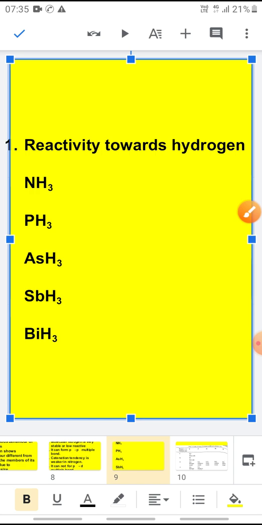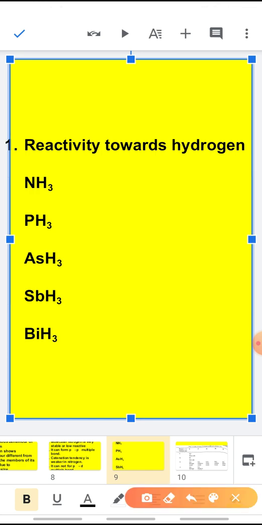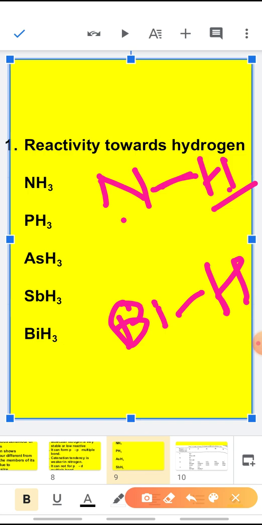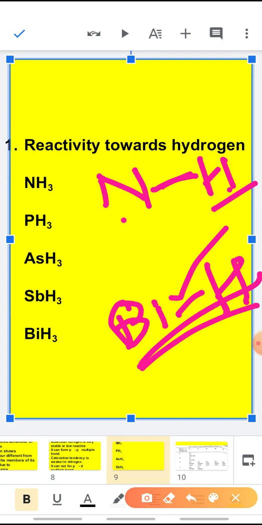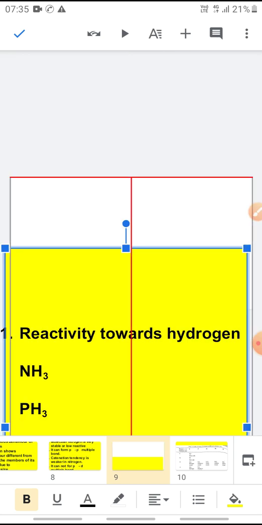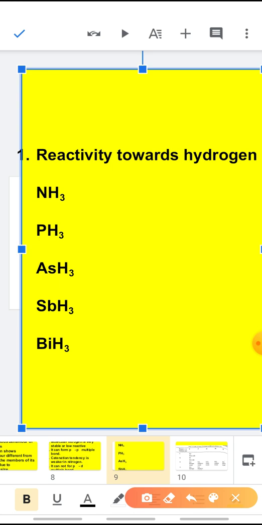The next important thing is reducing property. They all have hydrogen. If they give out hydrogen to some element or compound, then reduction of that compound takes place. Here the bond is strong, so it will not easily give hydrogen. Here the bond is weak, so it can easily give hydrogen, which means it has more reducing character. Down the group, the reducing character increases.